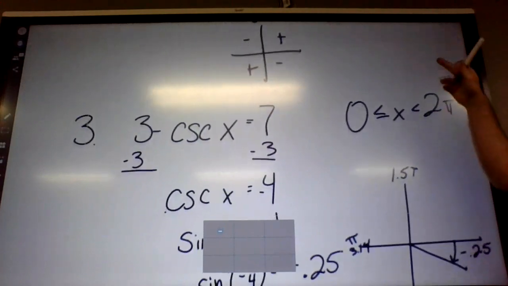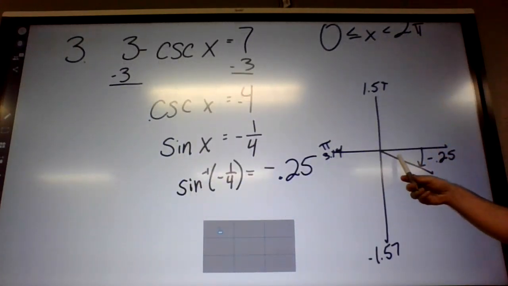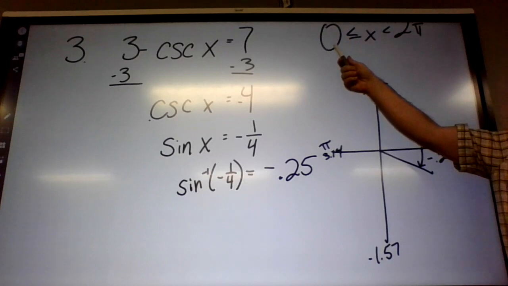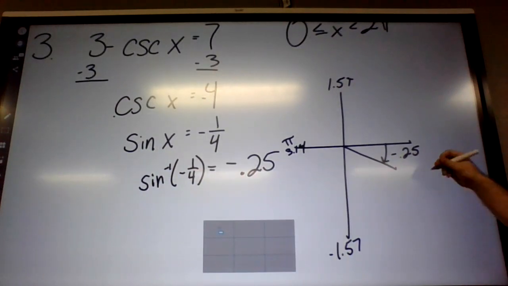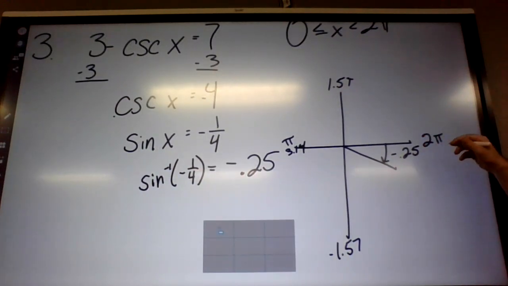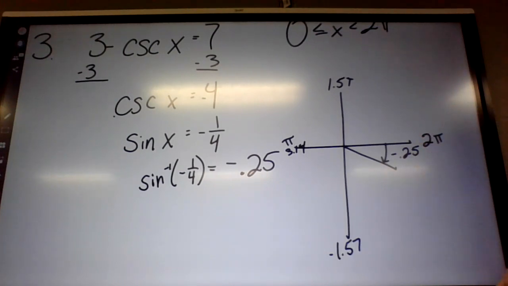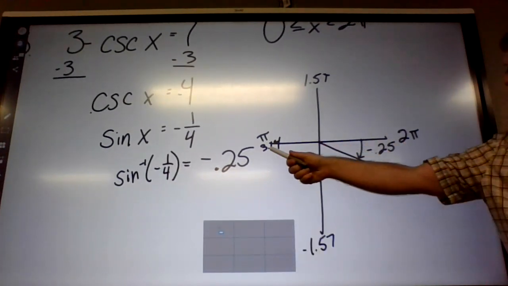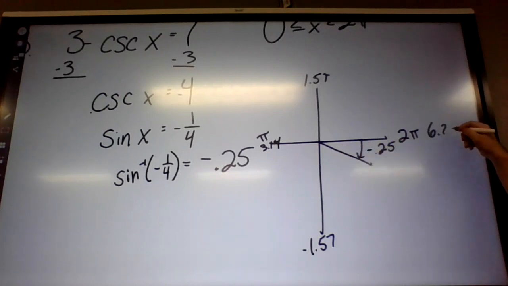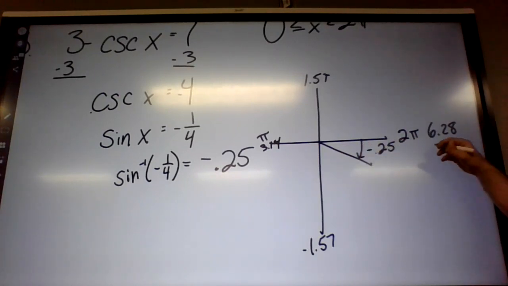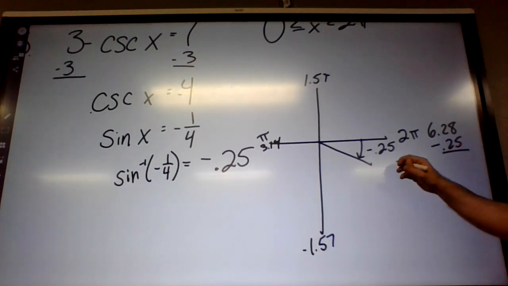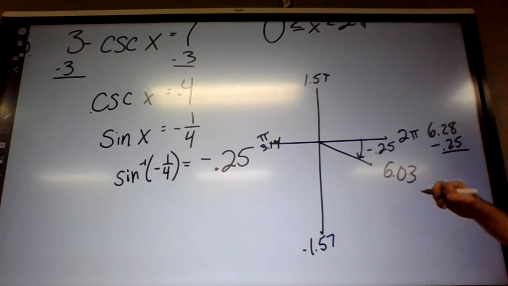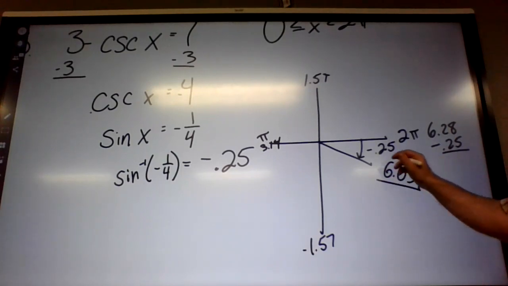Third and fourth quadrant. So this is kind of the fourth quadrant answer, except we can't use it because it's not between 0 and 2 pi. So how do we change it to a positive version? 2 pi minus 0.25. 2 pi is also 6.28. So 6.28 minus 0.25 gives us 6.03. Okay, so that's the fourth quadrant answer right there.